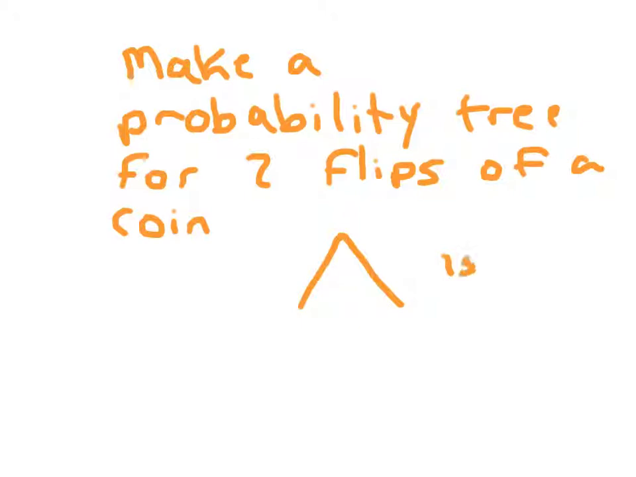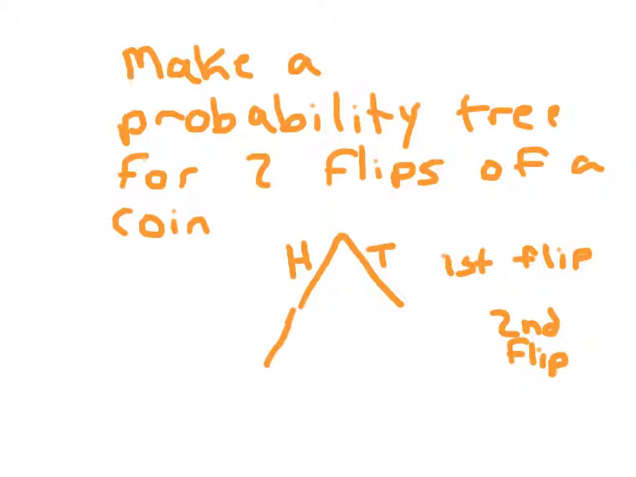For the first flip, I have two possible outcomes. It can be either a head or a tail. So we label the branches of that probability tree. Now, after we end up getting a head for that first flip, we now have to flip the coin a second time. And so for this level of this probability tree, we're flipping that coin that second time.